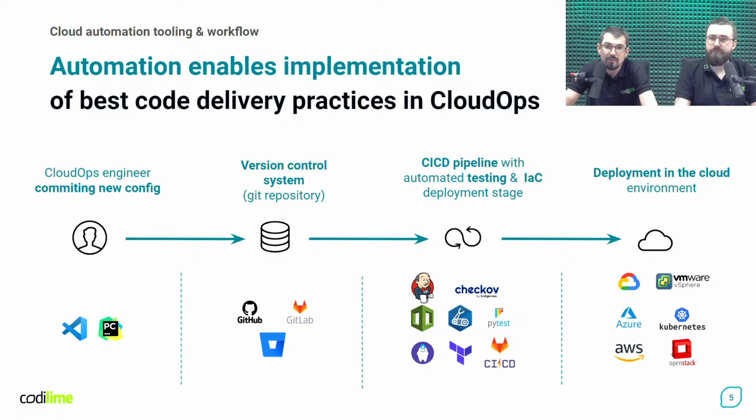So bringing automation to cloud deployment and configuration processes opens the opportunity to use the well-known and best code delivery practices in cloud operations. Or maybe it's exactly the opposite: thanks to the good practices of code delivery, we may automate the cloud deployment really well. The automation workflow should in general be well designed. So here we show a simplified workflow to present the high-level ideas that we may use.